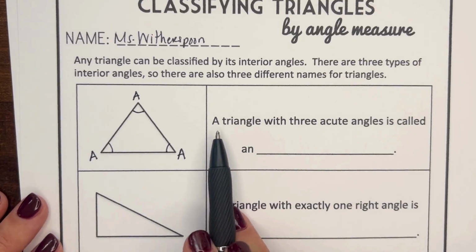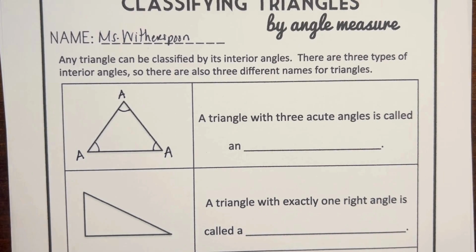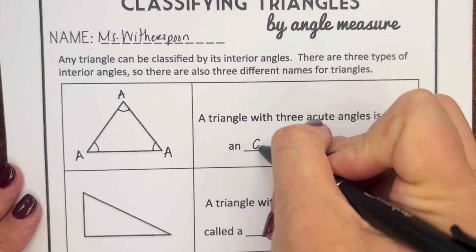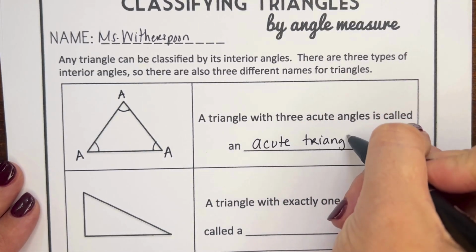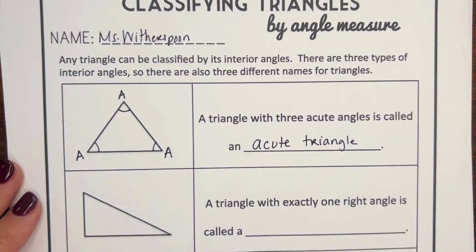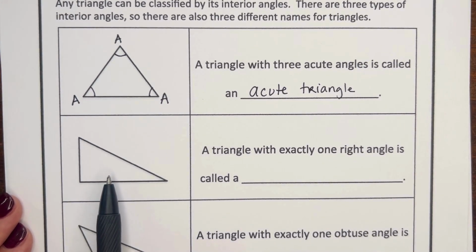Now, when a triangle has 3 acute angles, its first name is, you guessed it, acute. This is called an acute triangle. Very creative, I know. All right, let's look at our next triangle. We're gonna start by looking at these 3 angles.